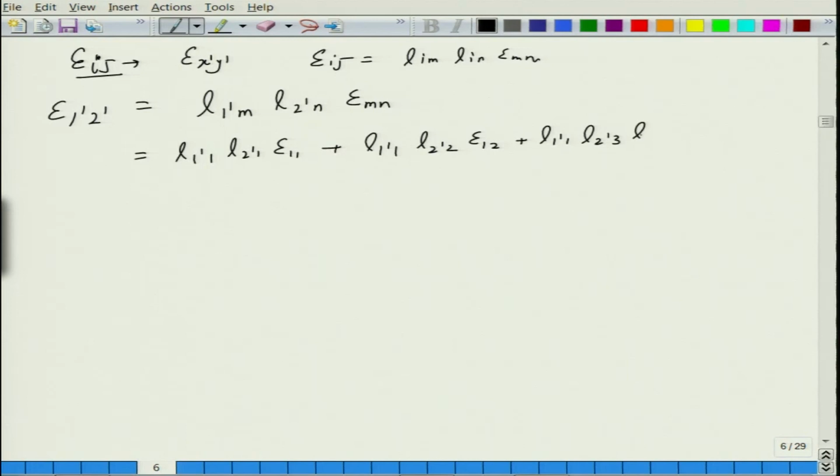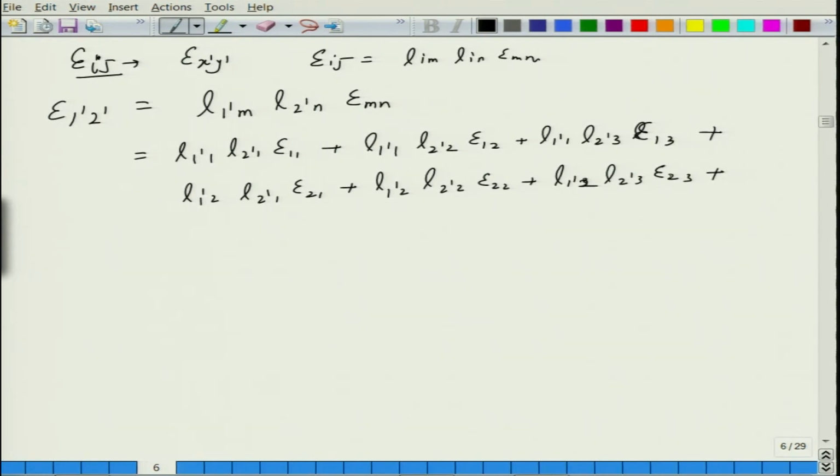L 2 prime 3 epsilon 1 3 plus L1 prime 2 L2 prime 1 epsilon 2 1 plus L1 prime 2 L2 prime 2 epsilon 2 2 plus L1 prime 2 L2 prime 3 epsilon 2 3 plus L1 prime 3 L2 prime 1 epsilon 3 1 plus L1 prime 3 L2 prime 2 epsilon 3 2 plus L1 prime 3 L2 prime 3 epsilon 3 3. This will be the full expansion.